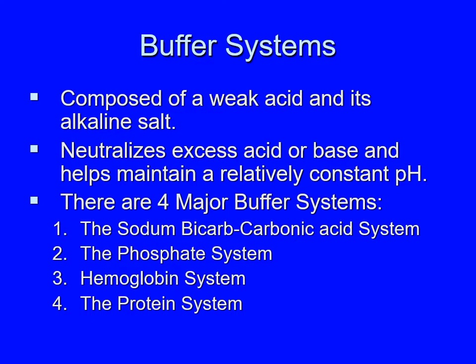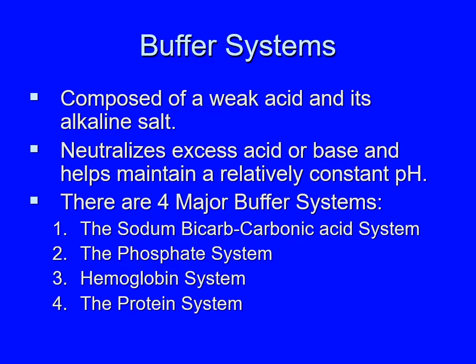Here are your four major buffer systems. The sodium bicarb carbonic acid system is what I really spend a lot of time with in A&P because it's very important in nursing and respiratory therapy. And phosphate is something that can bind up H ions and spill off a lot of acid in urine that way by binding to the phosphate ion. Hemoglobin can bind CO2 and remove that from the blood. It transports a certain amount of CO2.